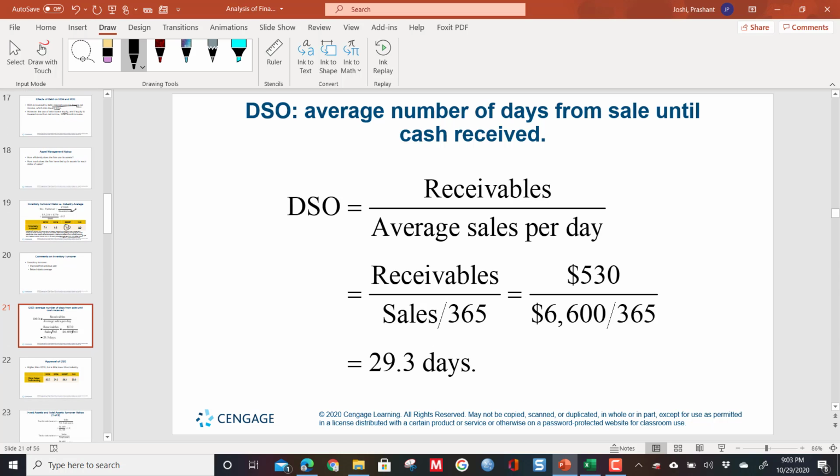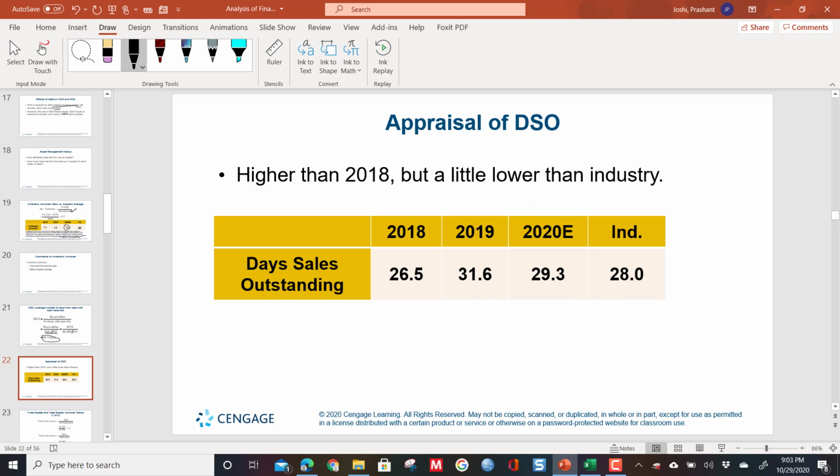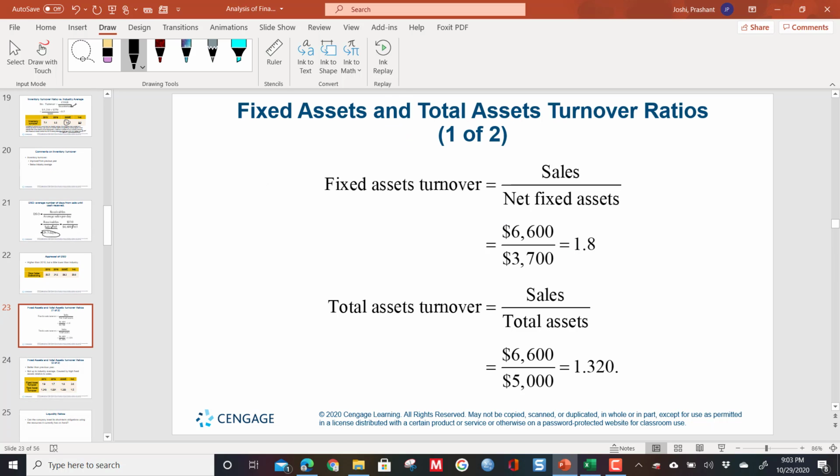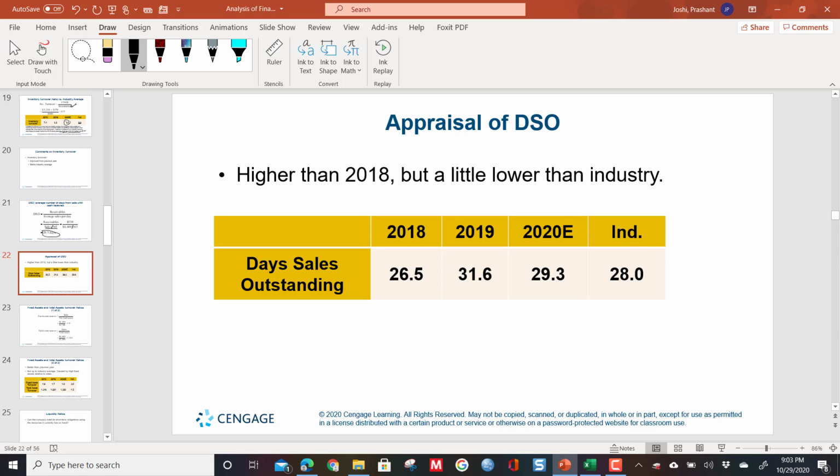We have days sales outstanding. That is the receivables divided by average sales per day, and average sales per day is sales divided by 365. So days sales outstanding is 29.3 days. That ratio is used for appraisal of the receivables, and it was higher in 2018, but is a little lower than the industry.